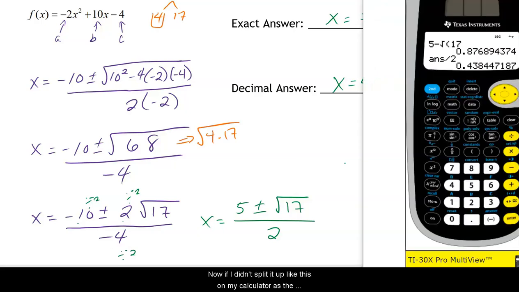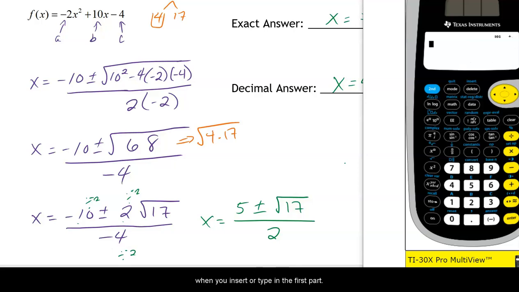Now, if I didn't split it up like this on my calculator as the 2 separate entries, then you would need to make sure you use parentheses when you type in the first part. So you would need parentheses 5 plus, do your square root. Now notice your square root puts a parenthesis in also, so when you end it, you need to put 2 parentheses to end both the radical and then to end the numerator of the fraction. And then you would divide by 2. And that would give you the same answer we got that first time.